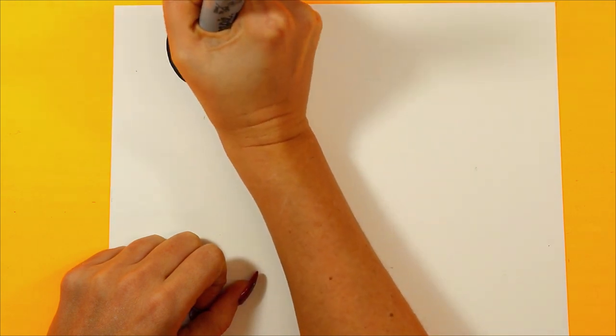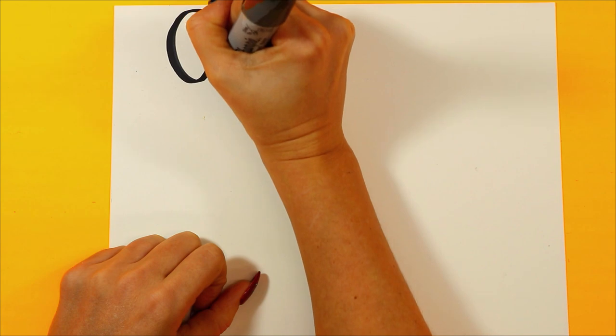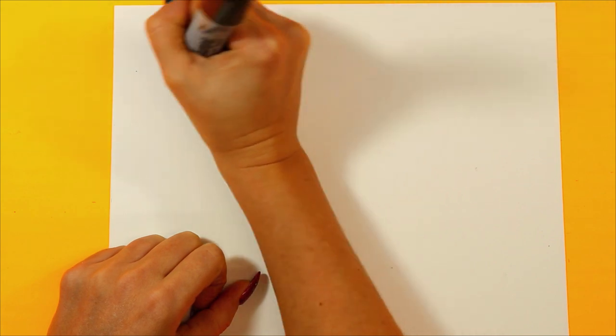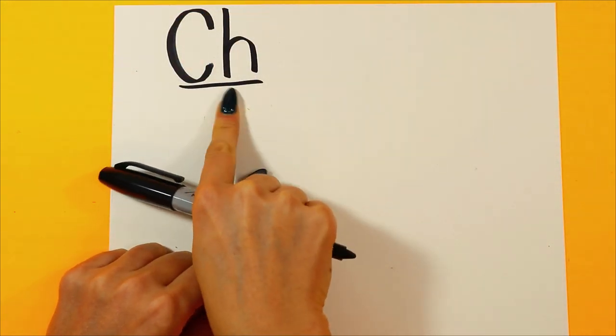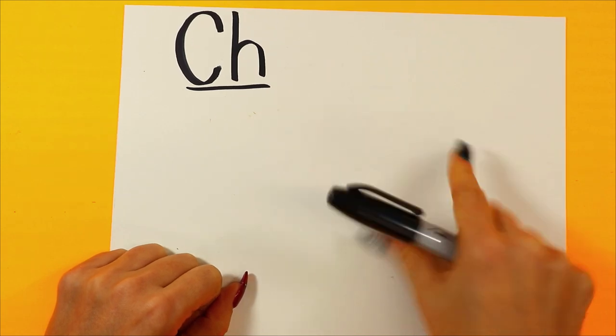C and then a lowercase letter H. They make a ch sound for chicken.